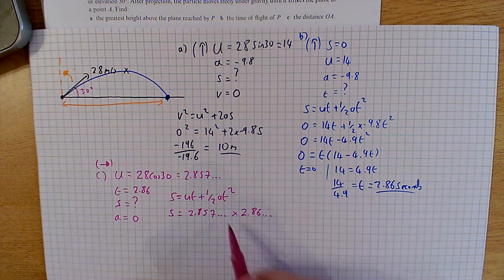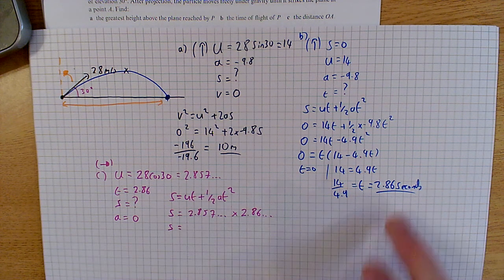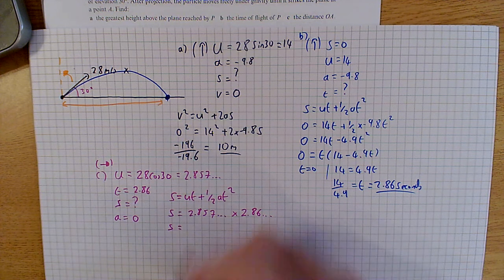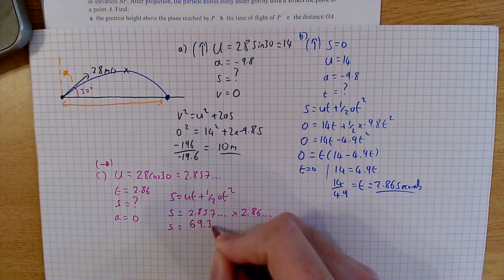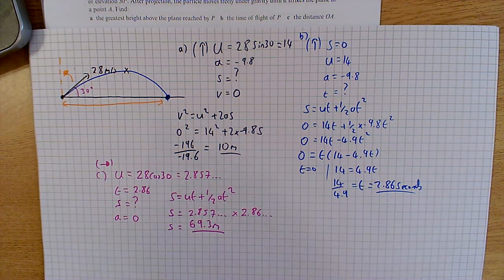2.86, but you see both of these are previous answers, so I use a dots symbol to show that actually I'm going to make sure I'm using my full accuracy. So to get this answer, I'm going to type it in again, and with my t answer, I'll type that in again, and then what I'll be using will be the full calculator accuracy. So I've got 14 divided by 4.9, and then I'm just going to times it by 28 and cos 30, to give me the most accurate possible answer. And it's 69.3 meters. So that answer is to 3 significant figures.